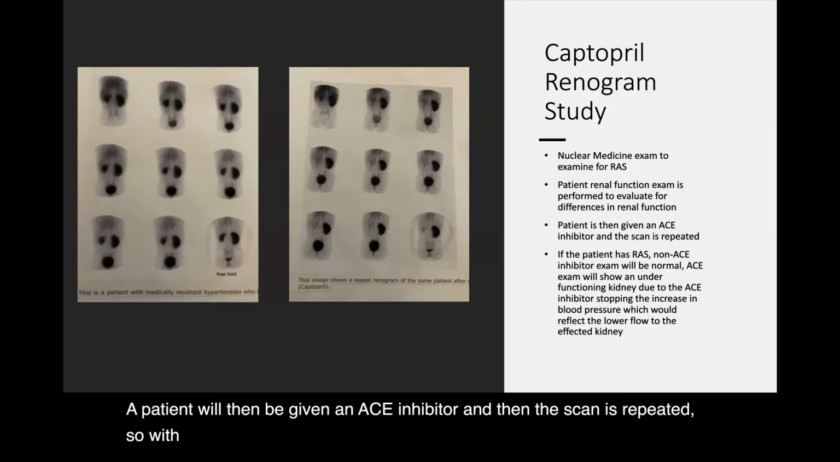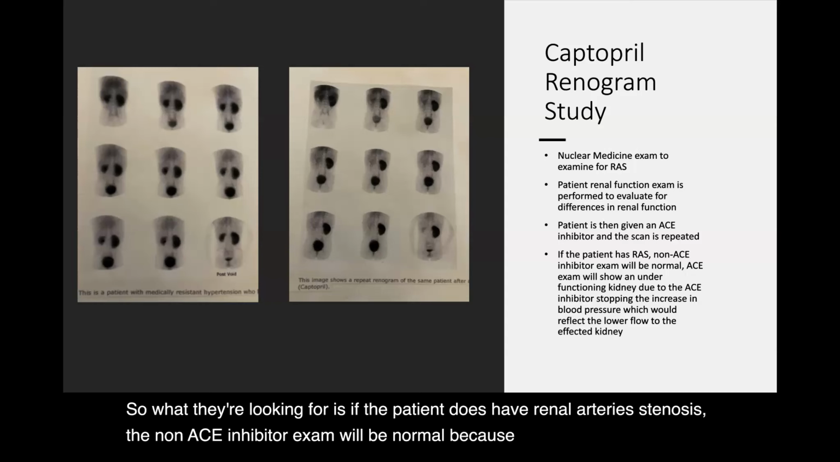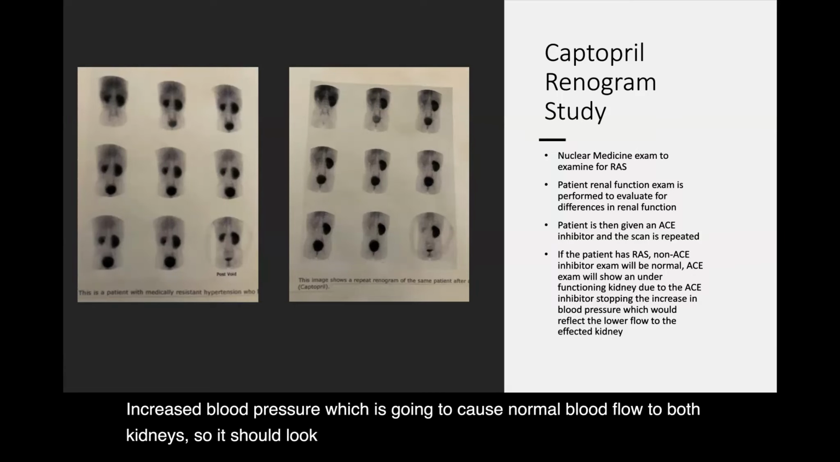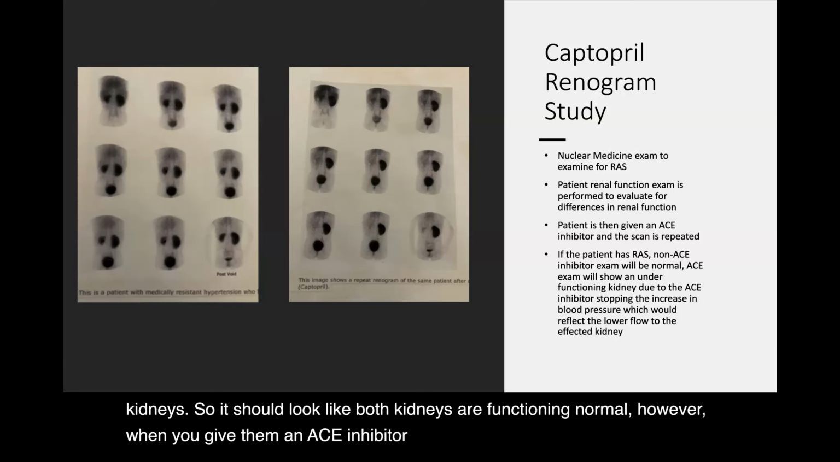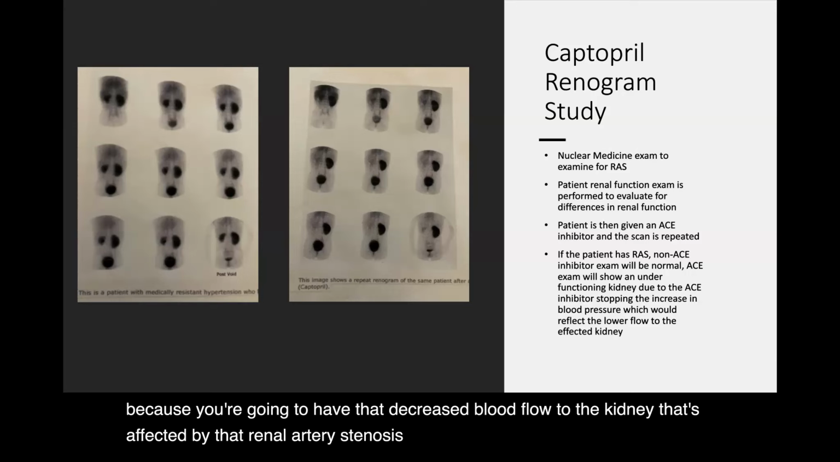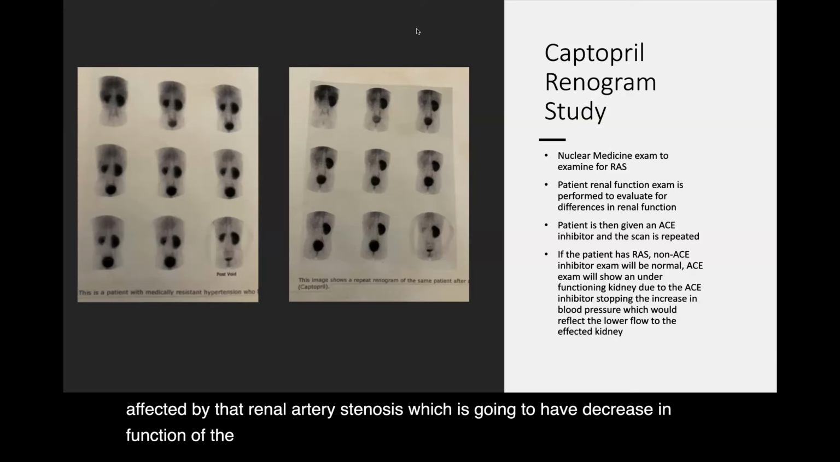What they're looking for is, if the patient does have renal artery stenosis, the non-ACE inhibitor exam will be normal because you have this increased blood pressure, which is going to cause normal blood flow to both kidneys. So it should look like both kidneys are functioning normally. However, when you give them an ACE inhibitor, the exam will be abnormal because you're going to have decreased blood flow to the kidney that's affected by the renal artery stenosis, which is going to decrease the function of that kidney. They won't be able to filter out the radioactive material as well.